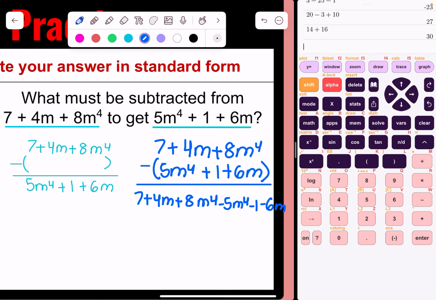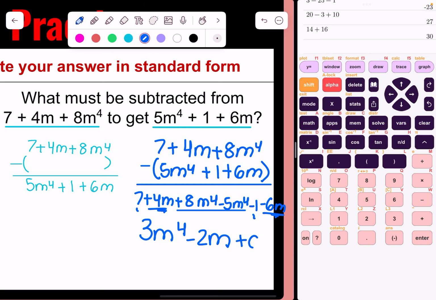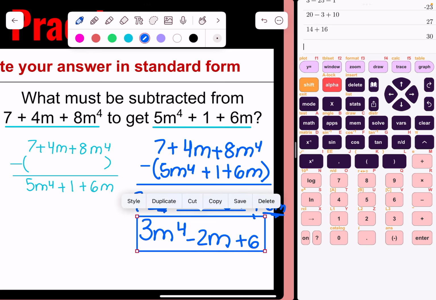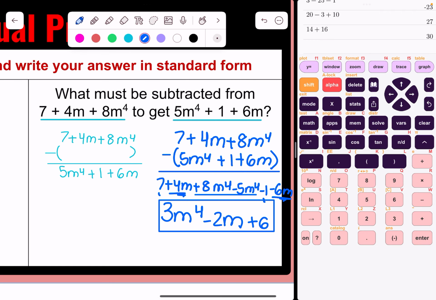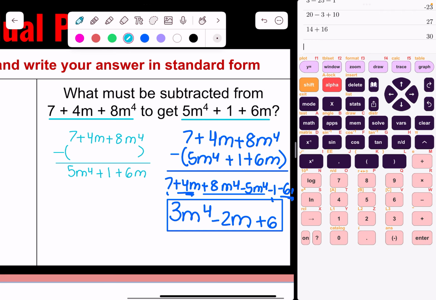All right, we end up getting, let's go in exponent order. 8m to the fourth minus 5m to the fourth is 3m to the fourth. Then 4 minus 6 is negative 2m. And then 7 minus 1 is 6. Alrighty, let's see if this would work for the problem that they're asking us. Alright, let's put this in here. We got 3m to the fourth minus 2m plus 6. Let's see if this makes sense.